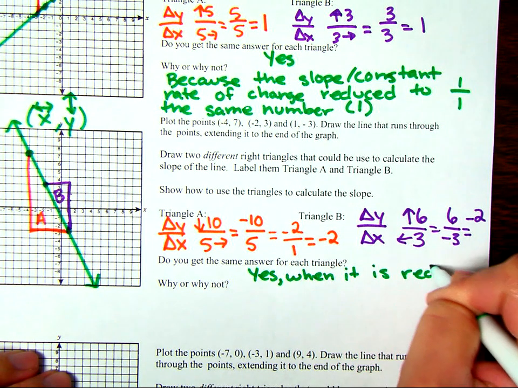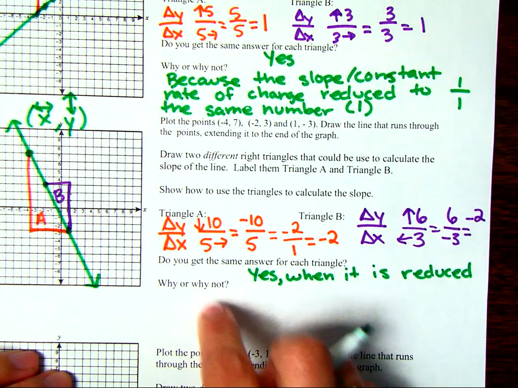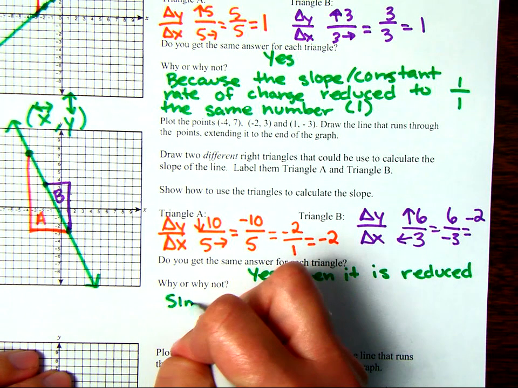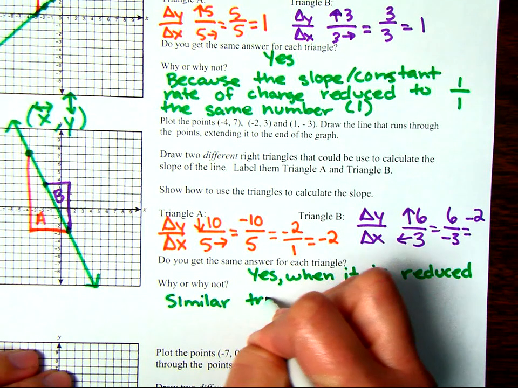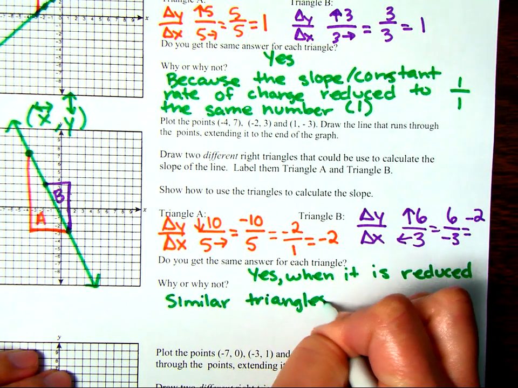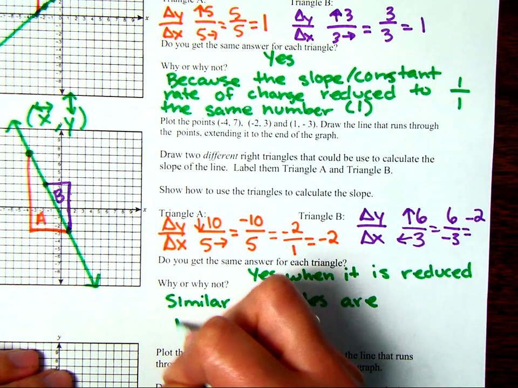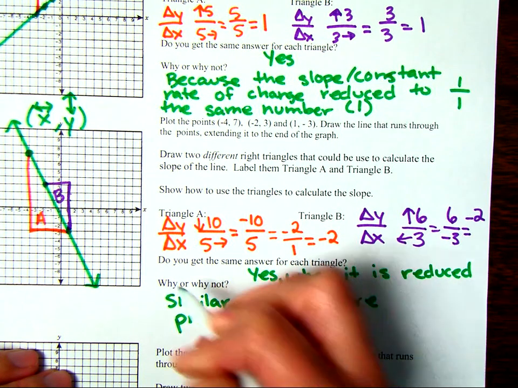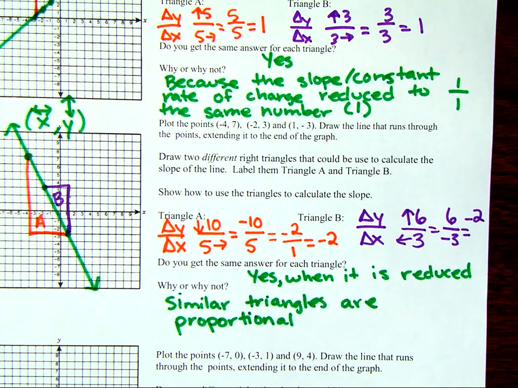So the explanation for why or why not is similar triangles are proportional. So when we have similar figures, and in this case we have similar triangles, that's like saying, if you think about a regular fraction like 2/4, it reduces to 1/2. Those are proportional because they reduce down to the same thing. All right, let's look at another one.